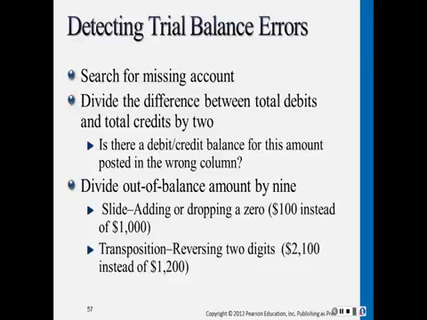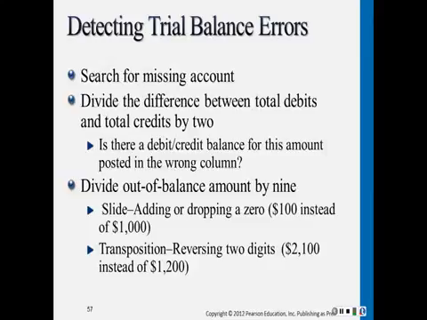Number 3, divide the out-of-balance amount by 9. If the result is evenly divisible by 9, the error may be a slide error, for example, writing $1,000 as 100 or writing $100 as 1,000. It could also indicate a transposition error. A transposition error is reversing two of the digits or flip-flopping them around, treating $1,200 as $2,100. Dividing by 9 will find this error for you.